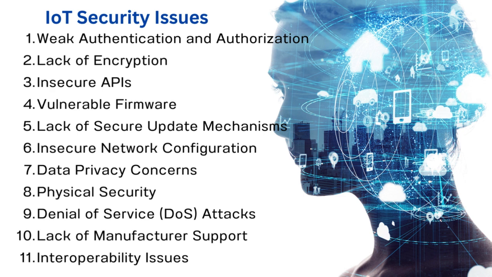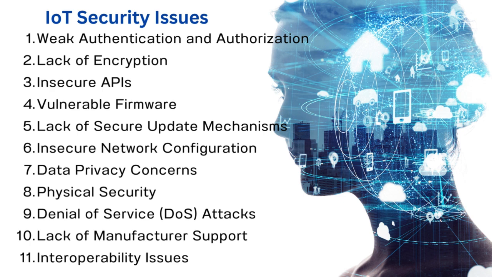Okay, first one, weak authentication and authorization. Many IoT devices come with default or easily guessable credentials, allowing attackers to gain unauthorized access and control over the device, potentially compromising the entire network. And the second one is lack of encryption. Data transmitted between the IoT devices and servers without encryption can be intercepted by malicious actors, leading to data breaches, manipulation of device functionality, and unauthorized access to sensitive information.